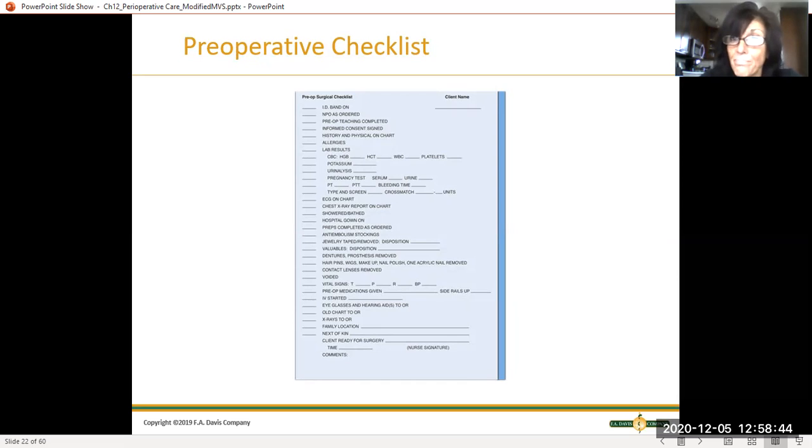Have they voided? Or maybe we had to put a Foley in. We'll see. What are their vital signs? Did they have pre-op meds ordered and were they given? Did we get an IV in them?